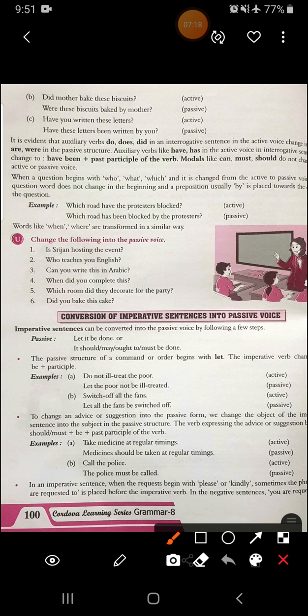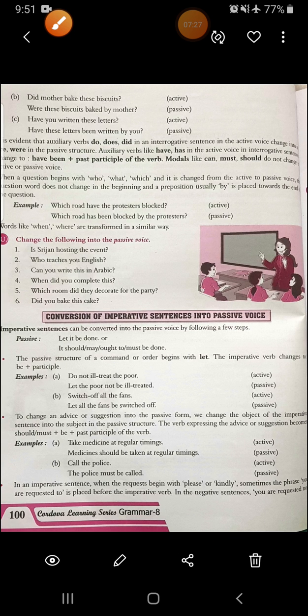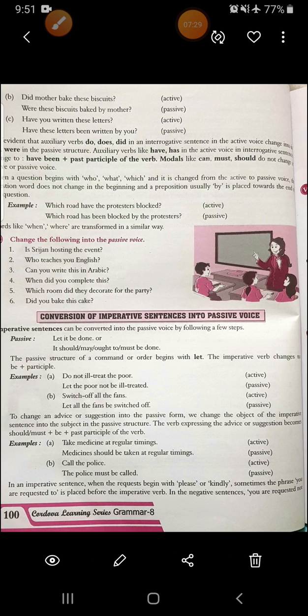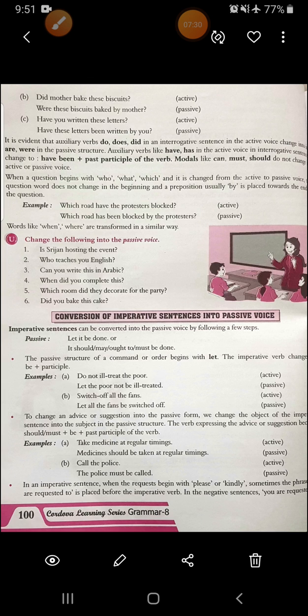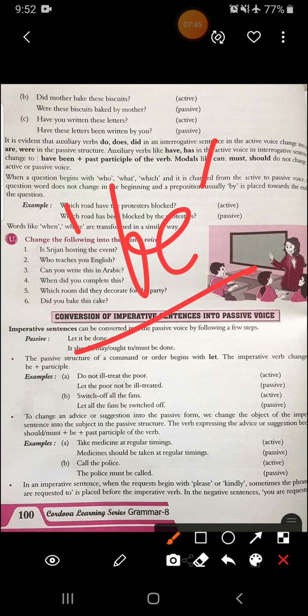See the passive one, let it be done, or it should, may, ought to, must be done. So the passive structure of a command or order begins with let. The imperative word changes to be plus participle. See the example. Do not ill-treat the poor. We have to start with let. Let the poor not be ill-treated. Be has to be there. Okay. This word has to be there, and the sentence will start from let.